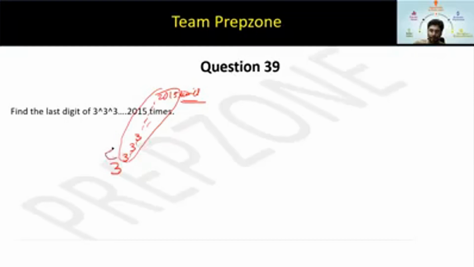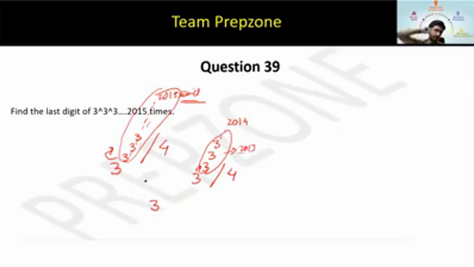So whatever be the power of 3, I have to divide that by 4, right? So this becomes 3 to the power 3 to the power 3 to the power 3, 2014 times, divided by 4, right guys? What is this? 3 to the power what? Divide 3 by 4, this is minus 1. So how many times? 2013 times. It is an odd number of times, right?